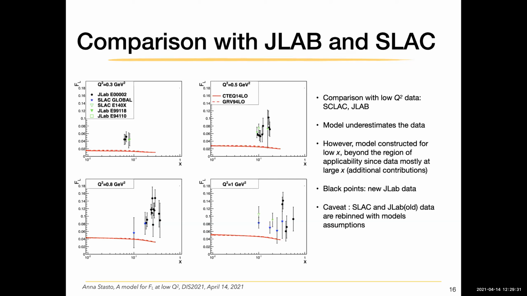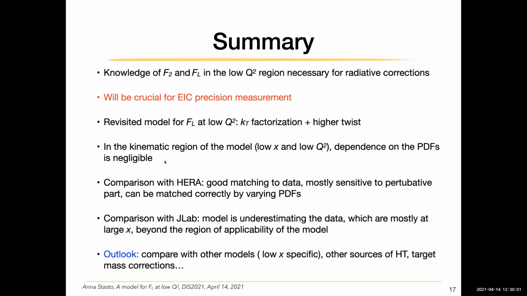Here you see the black points are the new JLab data. The SLAC is blue and green is the older data. There's one small caveat. The SLAC and old JLab data are actually rebinned with some model assumption. We would not expect that this rebinning would change much of the data, but it would be nice to have the raw data for comparison. So this leads me to my summary.